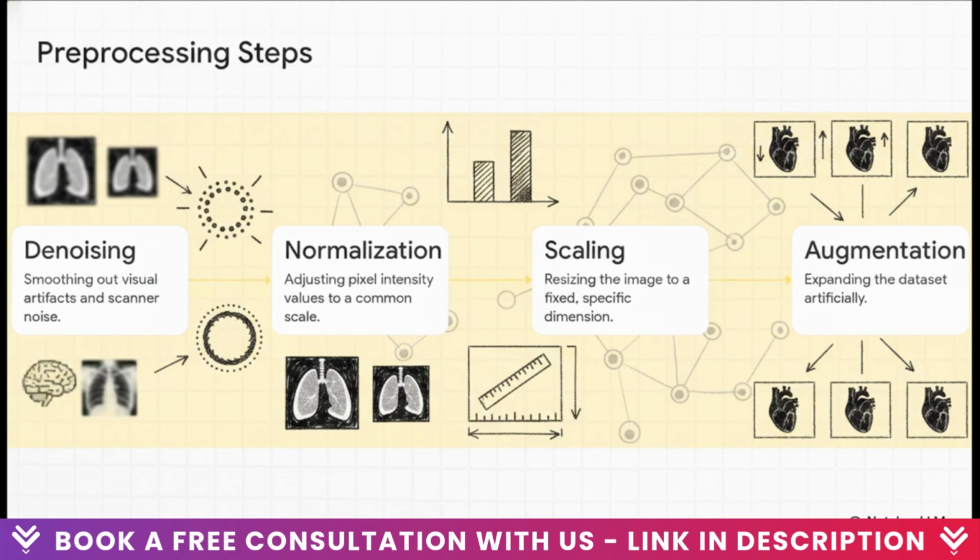First is noise reduction, where we apply mathematical tools like Gaussian filters to smooth out visual artifacts and scanner noise. Second is normalization. This is where we adjust the pixel intensity values to a common scale, usually between 0 and 1, just so the AI isn't completely thrown off by extreme contrasts. Third, we have image scaling, because deep learning models require fixed, specific dimensions to function properly. And fourth is data augmentation, which is a really clever trick we're going to expand on in just a minute.